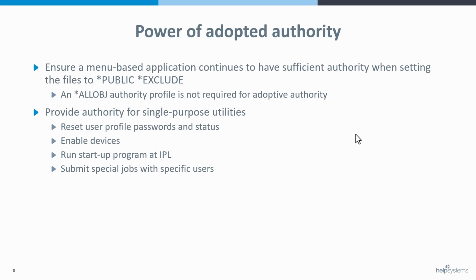But it can be useful in resetting user profiles and passwords, enabling devices, running your startup program at IPL, or submitting jobs that need specific users to run those jobs. These are all ways that you can stay at least privilege, not having to grant elevated privileges to your entire user community or even just a larger set of your user community, and still be able to run high-level functions that do require elevated access.